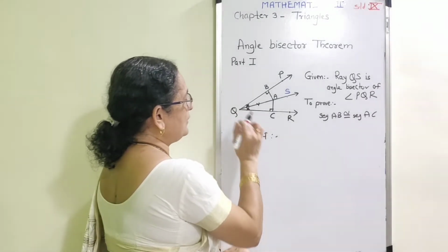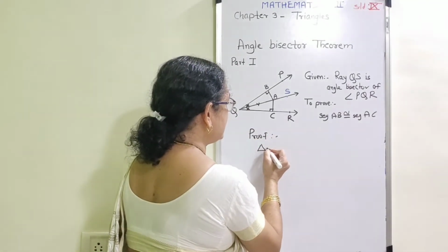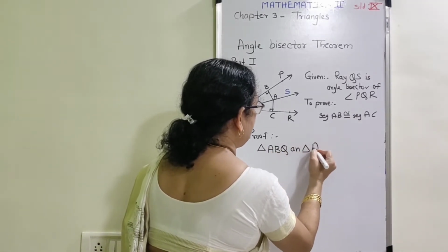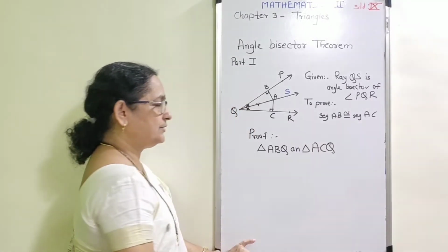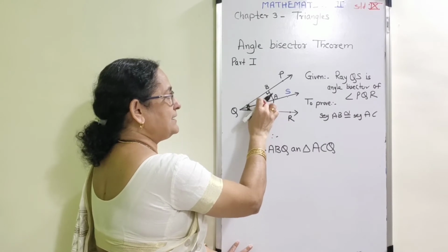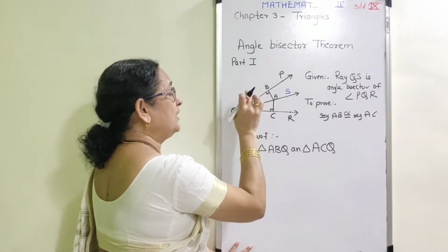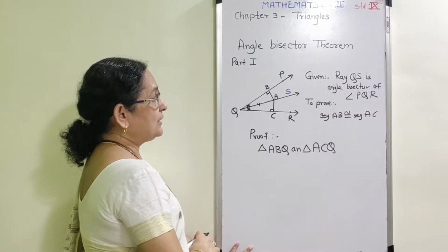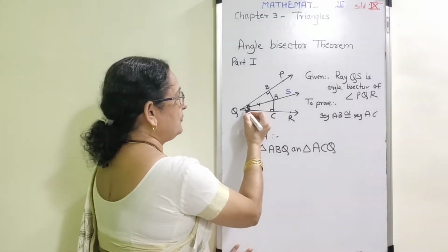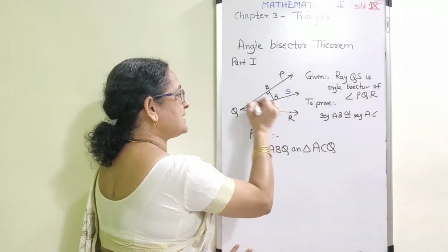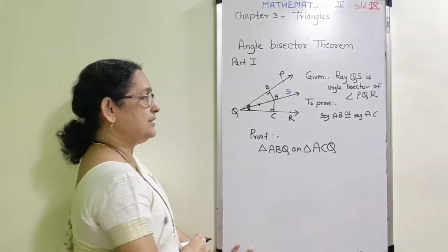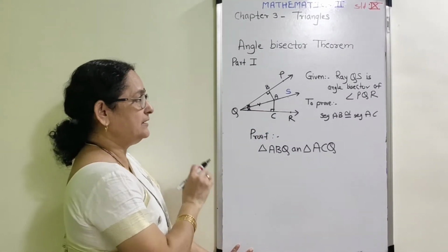Now in figure there are two triangles. Observe those triangles. Triangle ABQ and triangle ACQ are both triangles. Now here both the triangles are right angle triangles, but here we are going to prove how the triangles are congruent to each other. Now first thing, QA is the common side of both the triangles. Also these two angles are congruent to each other since QS is angle bisector.